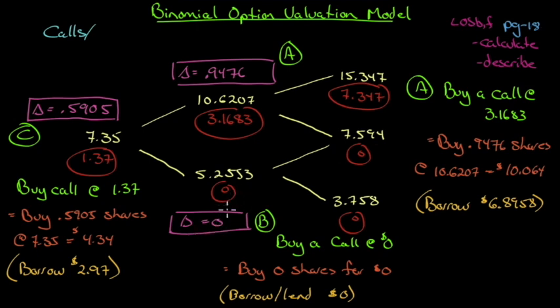The call is 0. So if we buy a call for 0, it's the same as doing nothing. Buy 0 shares for 0, borrow and lend nothing. It's juvenile to even think about that, really. Number C, what do we got? We could buy a call for $1.37, or we can short 0.5905 shares at $7.35, which generates $4.34. And to finance that $4.34, we'll borrow $2.97, which leaves us out of pocket the same price as the call, $1.37.